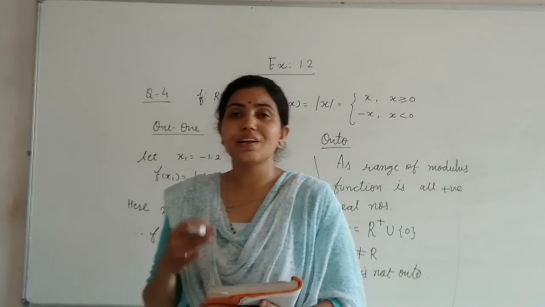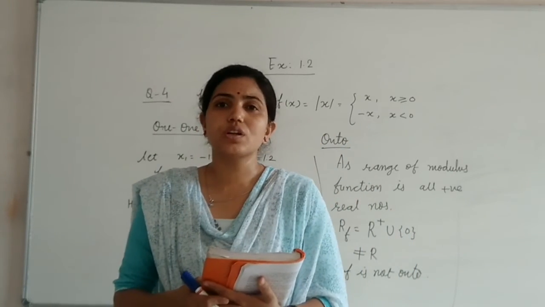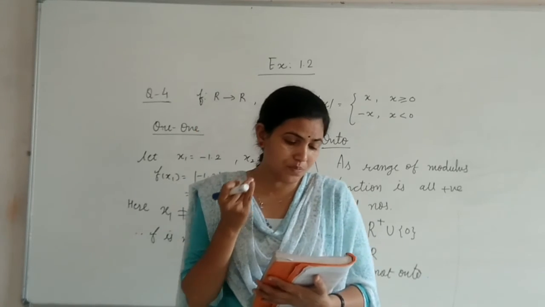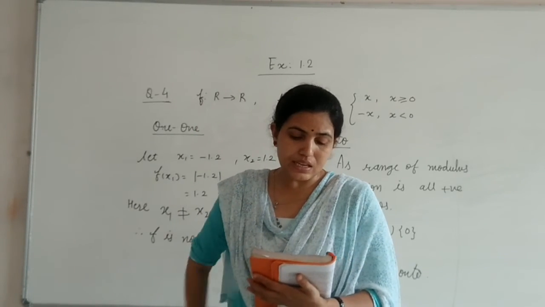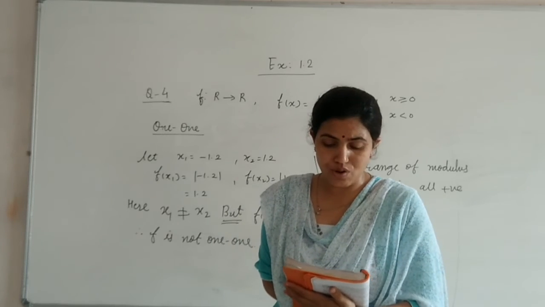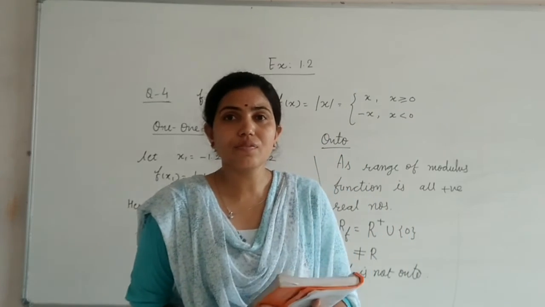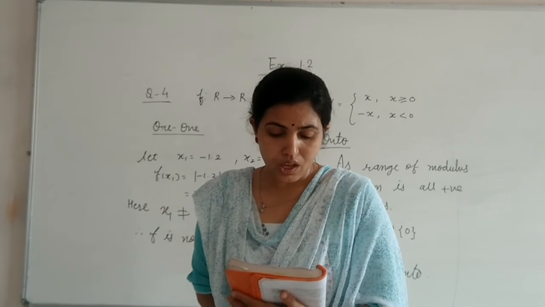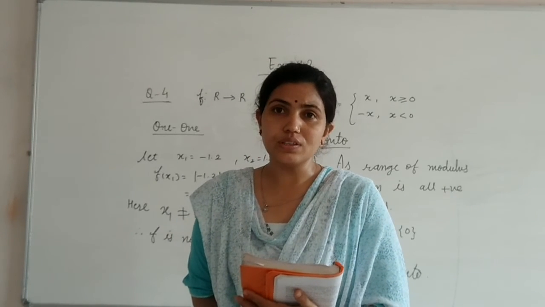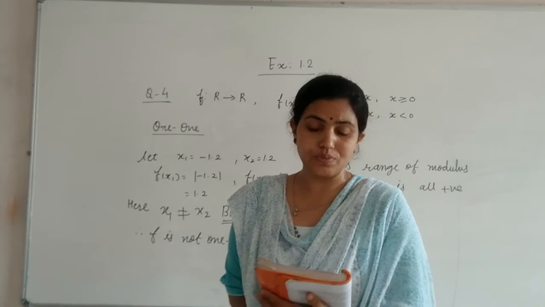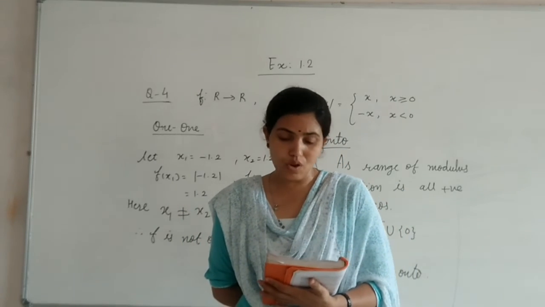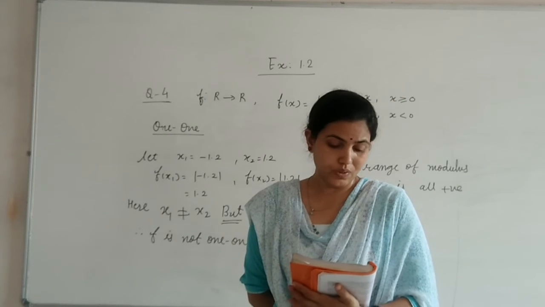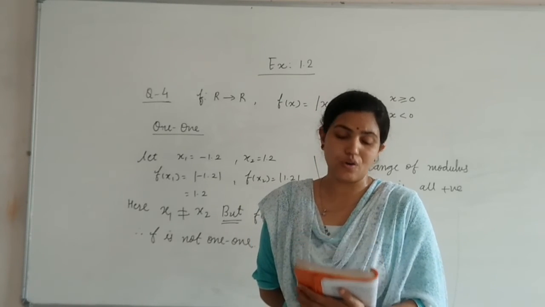Now students, next question is question number 5. What they have asked in question number 5: show that the signum function f from R to R, given by f of x is equal to 1 if x is greater than 0, 0 if x is equal to 0, and minus 1 if x is negative, is neither 1-1 nor onto.